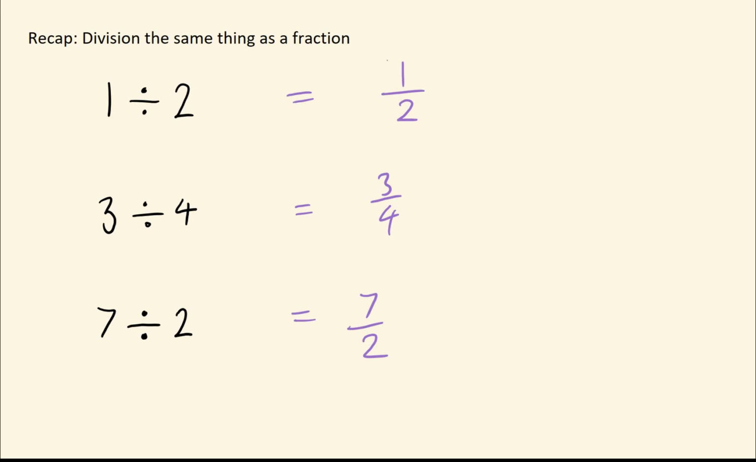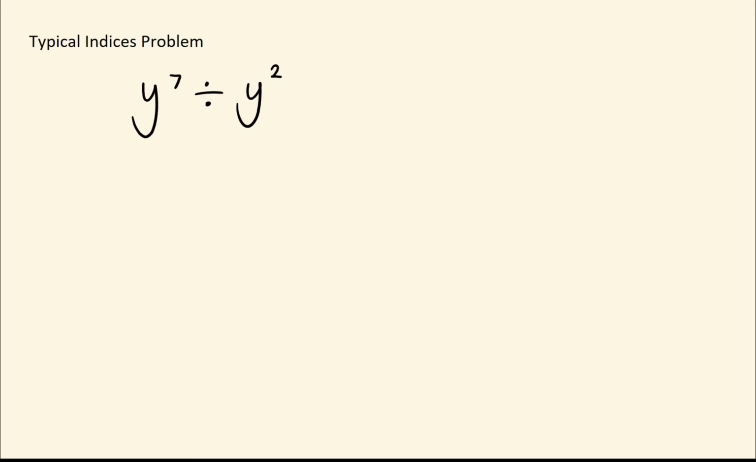Okay? That comes in really handy now. We're going to look at this problem here. We have y to the 7 divided by y squared.